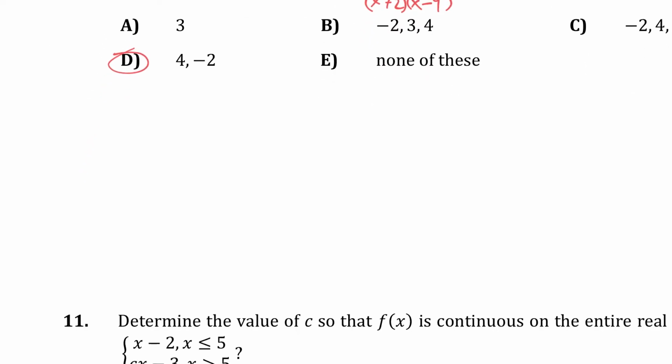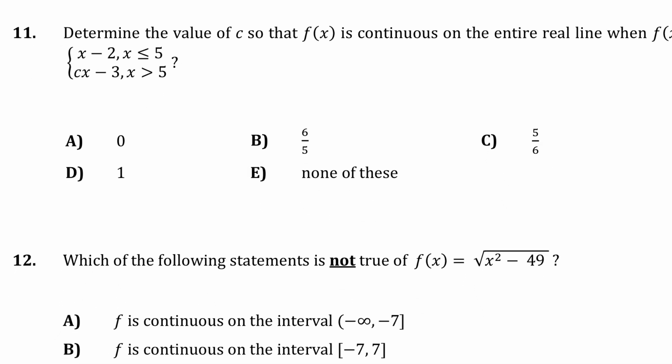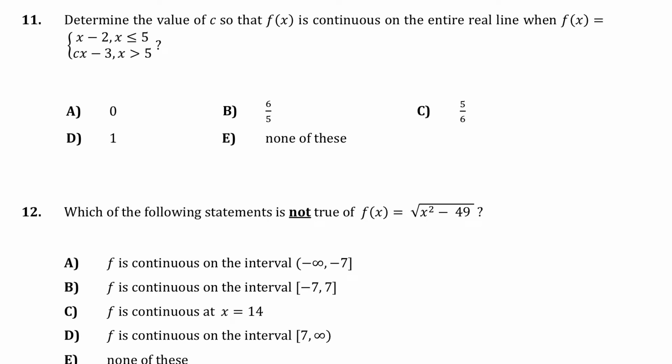Okay, the next one is: determine the value of c so that f of x is continuous on the entire real line, when f of x is equal to this complicated thing. So x minus 2 when x is less than or equal to 5, and cx minus 3 when x is greater than 5. We've got to find that c, right? When it's continuous, that means it just goes on through, and coming from the right side and the left side it's going to have the same limit, right? It's going to come to a certain point.